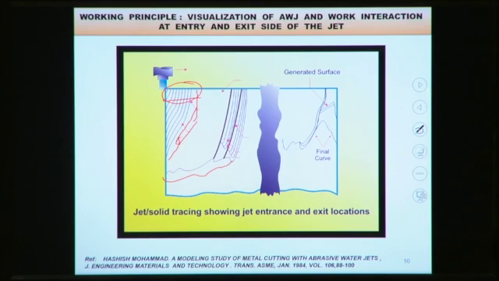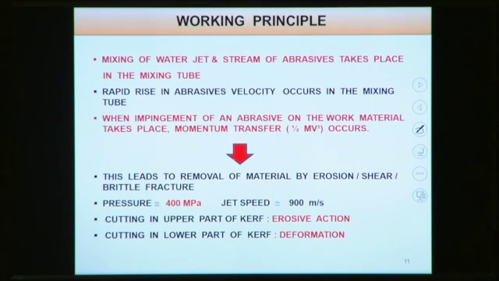This figure is also taken from Hashish, from the Transactions of ASME 1984, where they have modeled this abrasive water jet in their paper. So what is the working principle here? In the abrasive water jet machining process, the abrasives are coming from the side of the nozzle, and at the center of the nozzle the water jet is coming with a very high velocity. Around 400 megapascal pressure is generated from a pump.